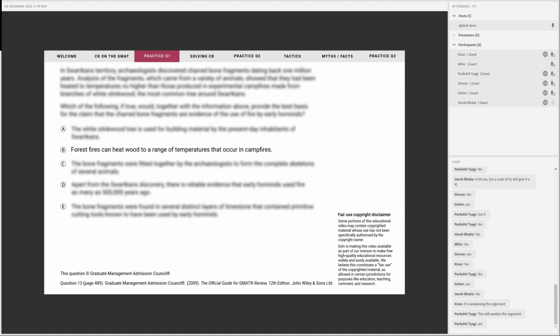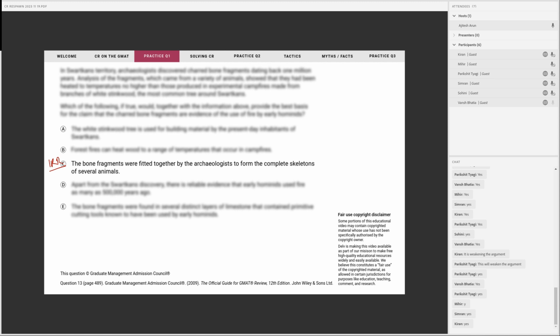Now, let's be clear, option B is out because it weakens our conclusion. Option C says the bone fragments are fitted together by the archaeologists to form the complete skeletons of several animals. Okay, so you got enough of the bone fragments to form complete skeletons, but just making a complete animal out of those bone fragments, how does that help you establish the link? So I think option C is clearly irrelevant. Quick check, is everyone comfortable with removing option C because it is irrelevant? Okay, that was very quick. I got 3 or 4 almost immediate yeses on this one. I think we're good with this one.